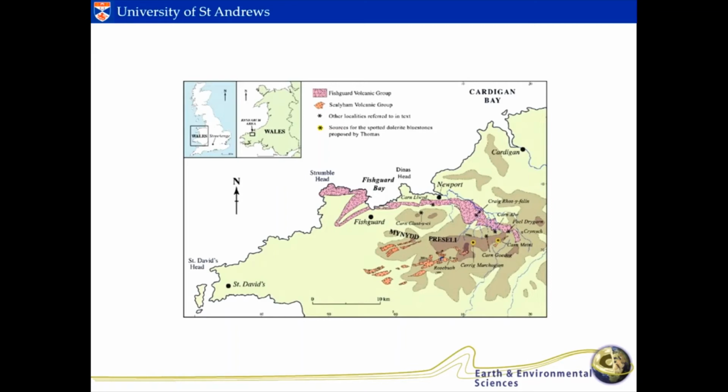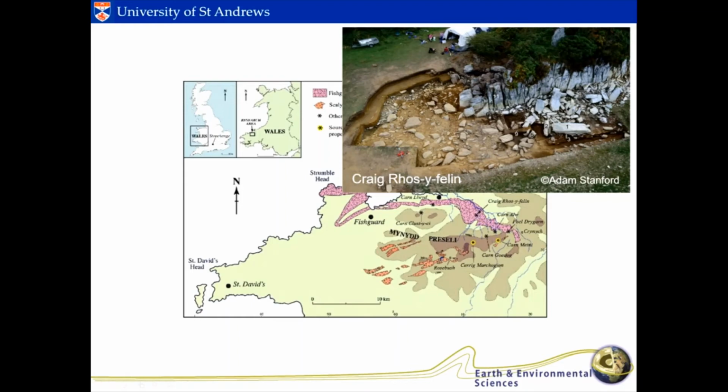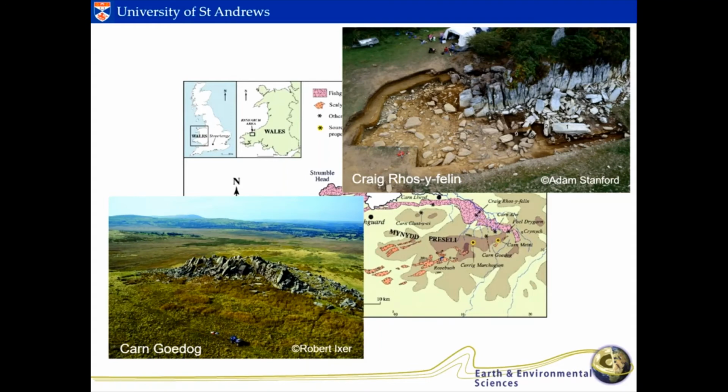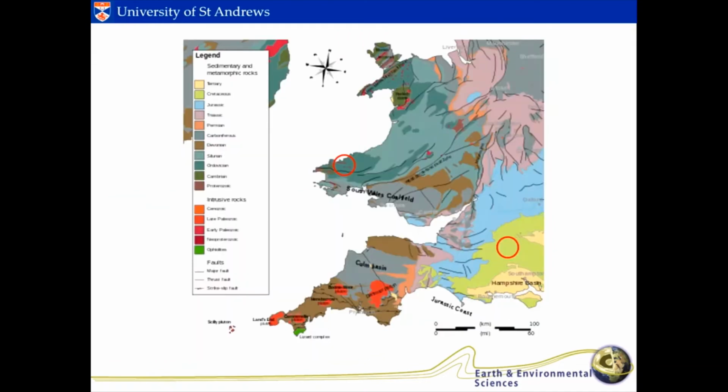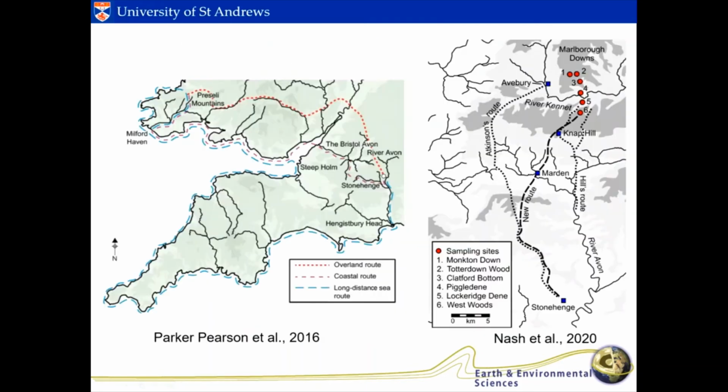In fact, two of the highest contenders are the quarries of Craig Rhos-y-felin for the rhyolites, and Carn Goedog for the dolerites. There's been a lot of work there recently. The implication, of course, is: how do you get the stones from here to here? Much has been made of different types of routes for taking them across that landscape. Was it all the way along routes like this? Or was it actually taking them down and rafting them along the coast?